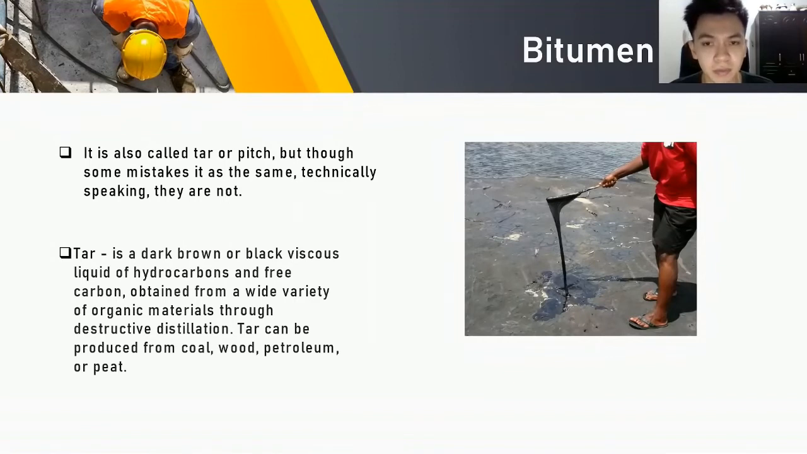Okay? So, papag-ihambingin natin mamaya yung tar versus asphalt versus pitch. So yung tar is a dark brown or black viscous liquid of hydrocarbons and free carbons obtained from a wide variety of organic materials through destructive distillation. Tar can be produced from coal, wood, petroleum, or peat. Yung peat, yan yung type ng soil. Okay? So ito yung ating tar.